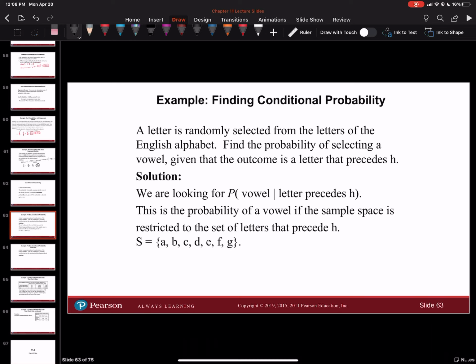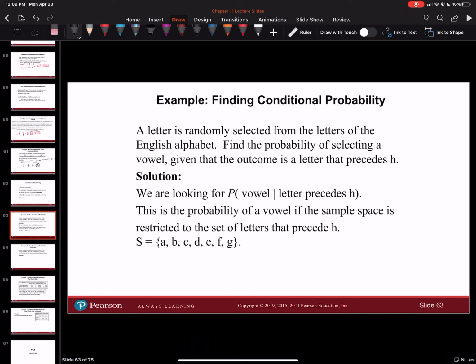All right, let's look at this real quick. Let's look at this one. So, it says a letter is randomly selected from the letters of the English alphabet. Find the probability of selecting a vowel, given that the outcome is a letter that precedes H.